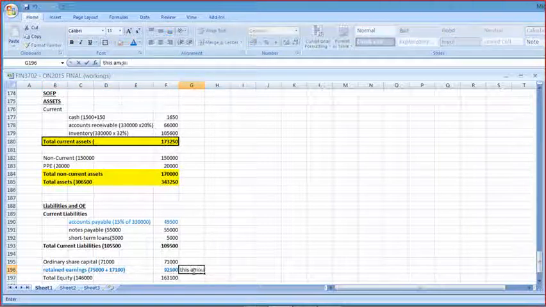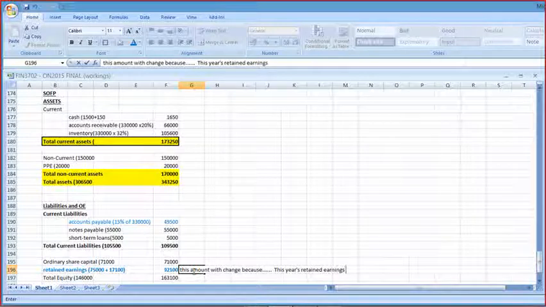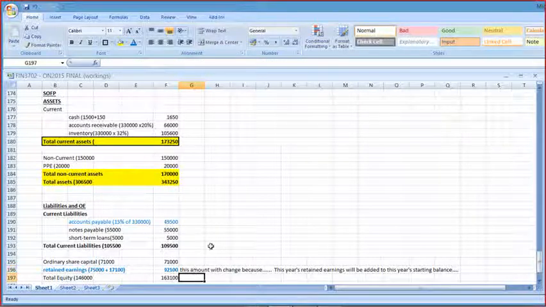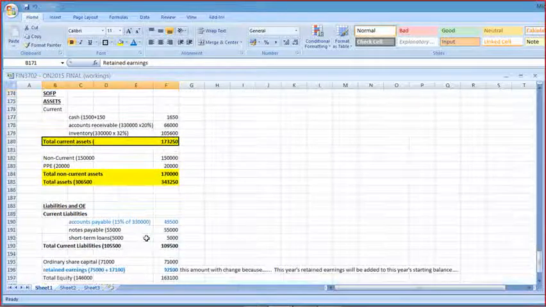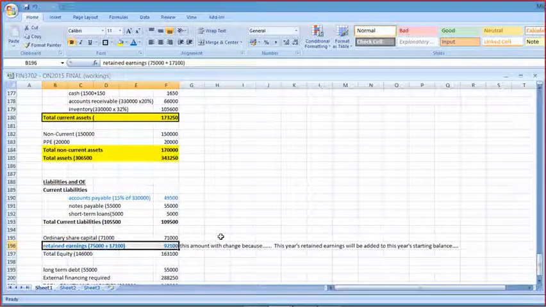This amount will change because this year's retained earnings, or retained profit, either or, will be added to last year's, or to this year's starting balance. Last year's end balance is this year's starting balance. So that was what I highlighted earlier over there. The retained earnings, so this 70,100 needs to be included here in retained earnings.